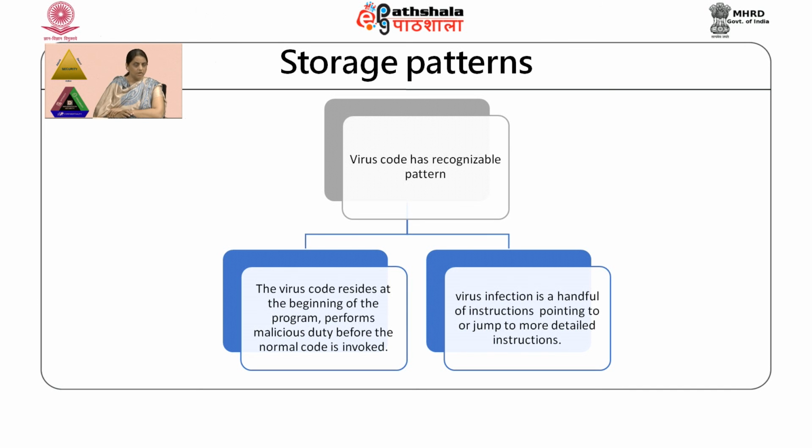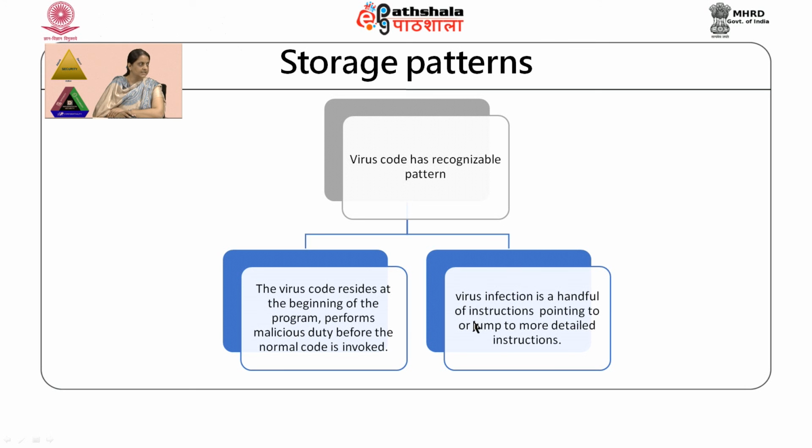Virus code always has a recognizable pattern. The virus code that resides at the beginning of the program performs its malicious duty before the normal code is invoked. If you remember my figure in the previous module, when virus code resides at the top of the original program, first the control goes to the virus program. Once the virus code execution is finished, the original program takes over.